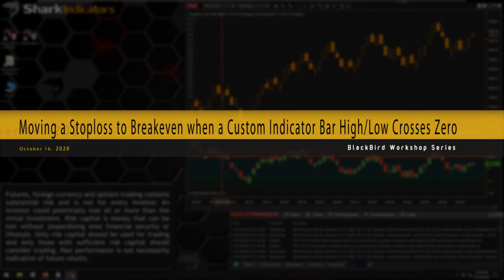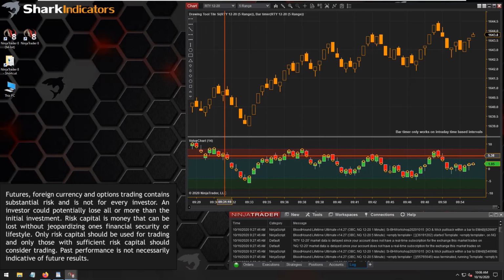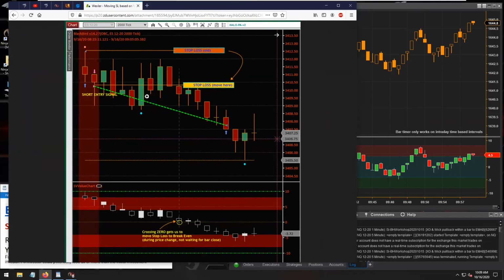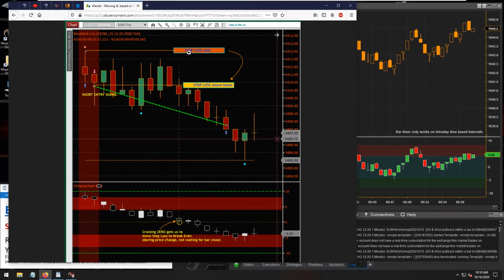This value charts indicator was downloaded from Futures.io. All right, so it's a very public source there. So the intent of the question here is, how can we move a stop loss to basically something like break even? How can we trigger a stop loss to be moved to whatever you want it to go?